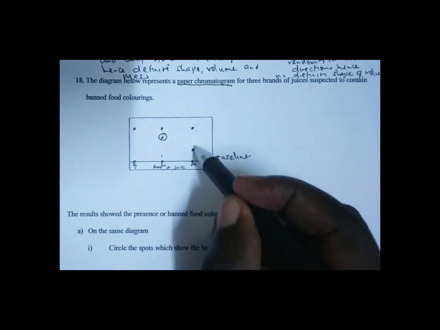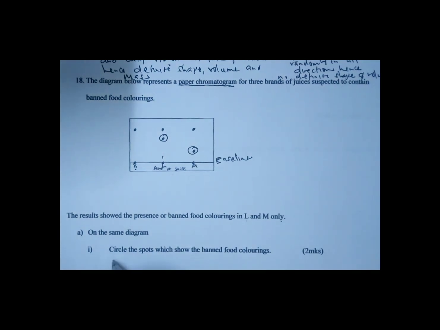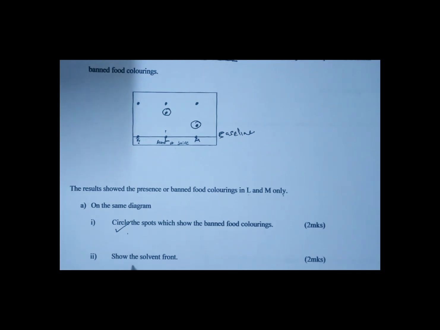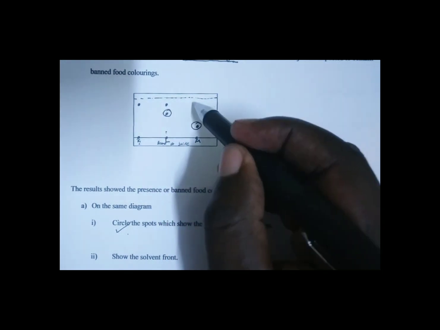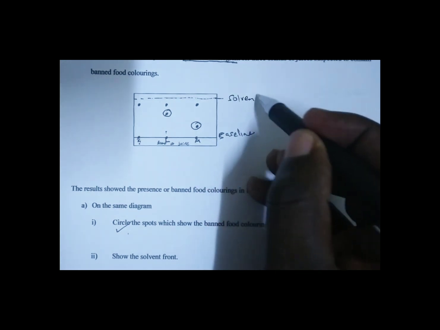Having looked at that, the results showed the presence of banned food colorings in L and M only. Assuming this is L and this is M, on the diagram, circle the spots to show which brands contained the banned food colorings, and in this case, this is the unwanted spots. And by so doing, now you have answered this particular question here. Then Roman 2 of the same question, you are supposed to show the solvent front, and the solvent front in this case, you simply move some few distance from the spots, and then you call this one the solvent front.